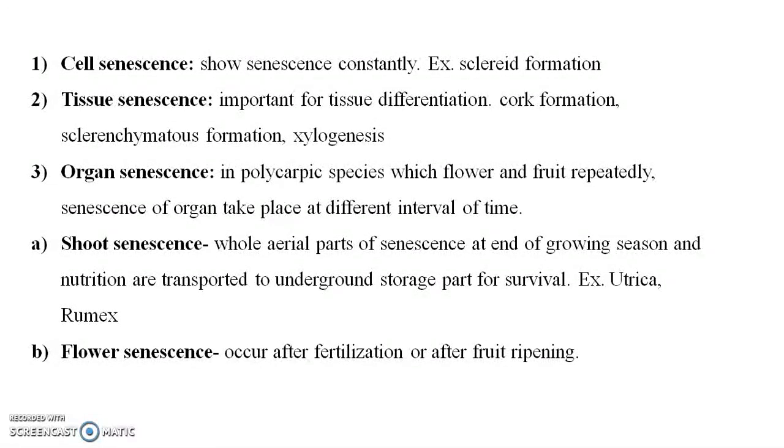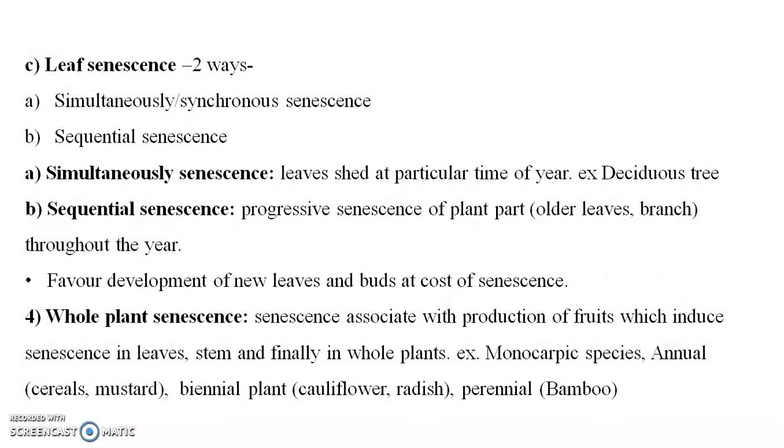B is flower senescence. It occurs after fertilization or after fruit ripening. C is leaf senescence. Leaf senescence occurs in two ways. First one is simultaneous or synchronous senescence. Second is sequential senescence.